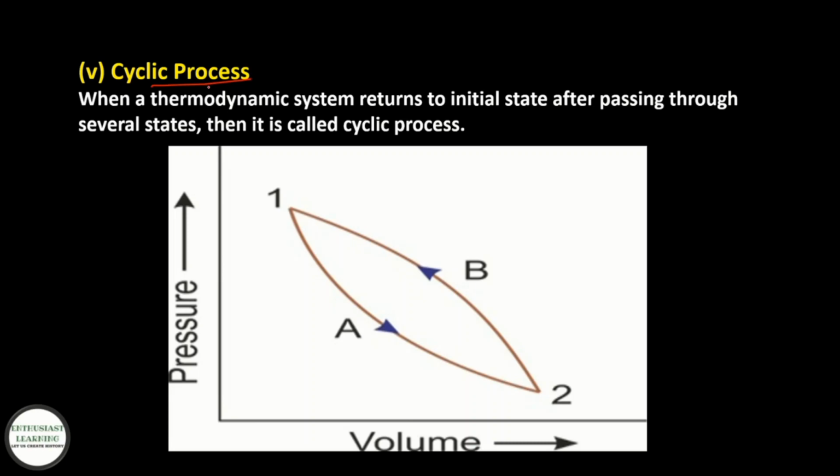Now, cyclic process. When a thermodynamic system returns to its initial state after passing through several states, it is called a cyclic process. Here it is shown.